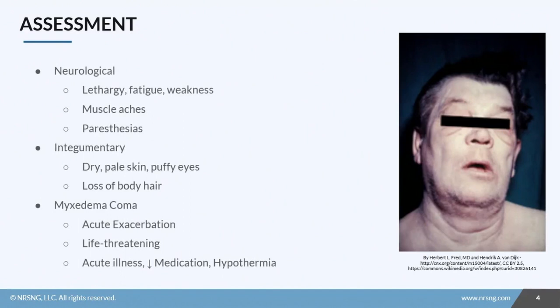Now, other body systems will be affected too. In the neurological system, we'll see lethargy, fatigue, weakness, muscle aches, paresthesia, low and slow nerve to muscle impulses, right? Their skin's going to be dry and pale. They're going to have puffy eyes. They'll have the loss of body hair. Things just aren't growing.